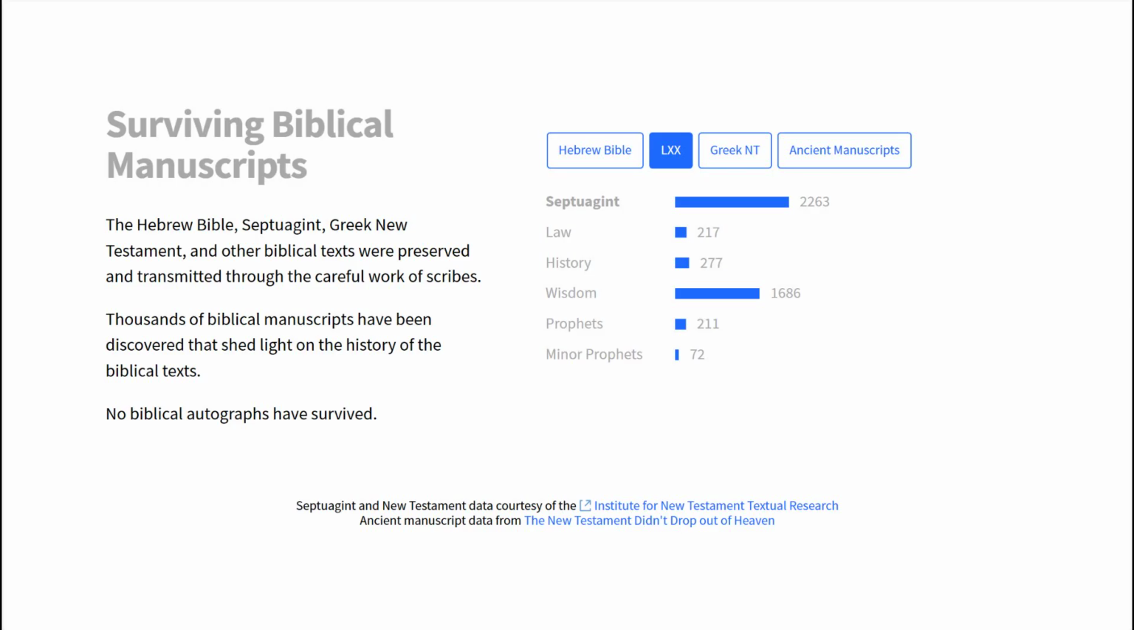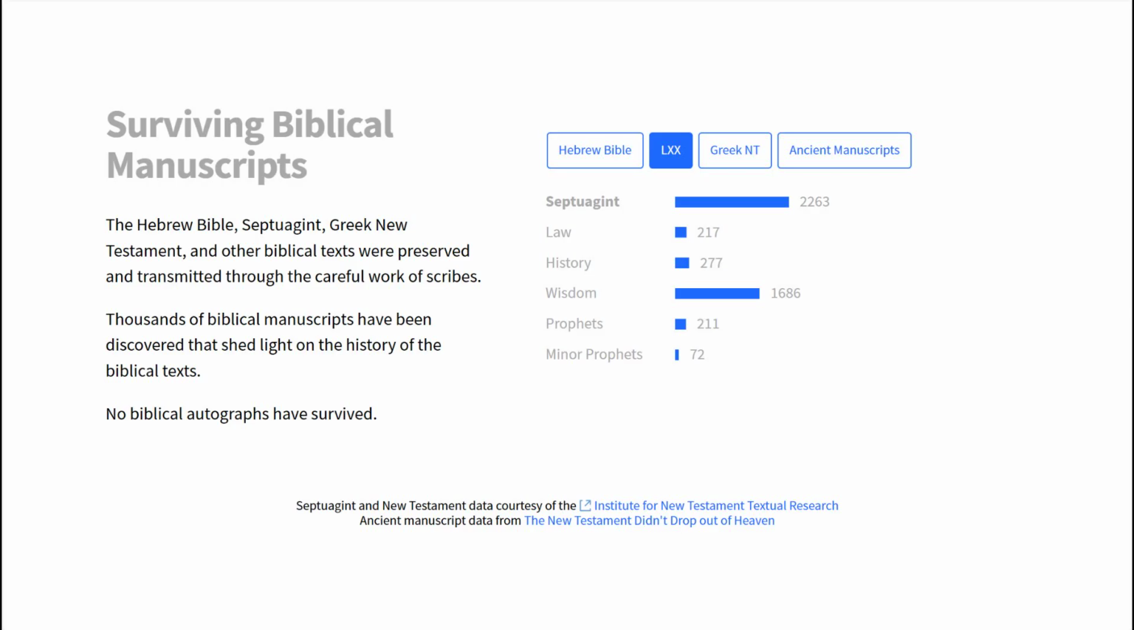So for the Septuagint, we have over 2,263 surviving manuscripts of the Septuagint. And so what this allows us to do, now some of them are partial little fragments, and some of them are a 24 foot long scroll, right?